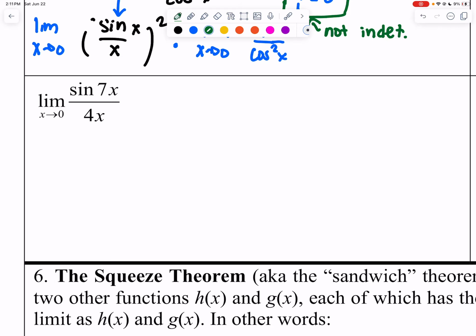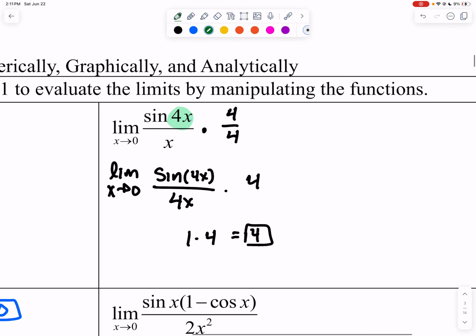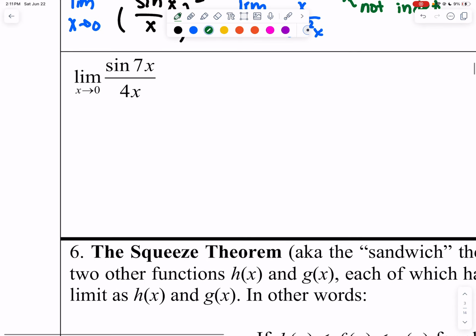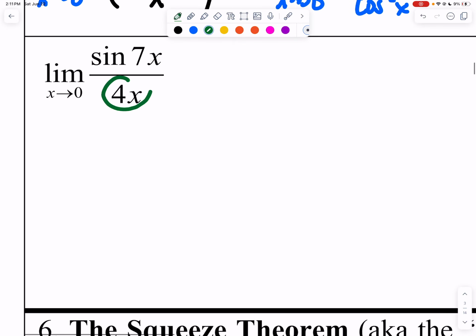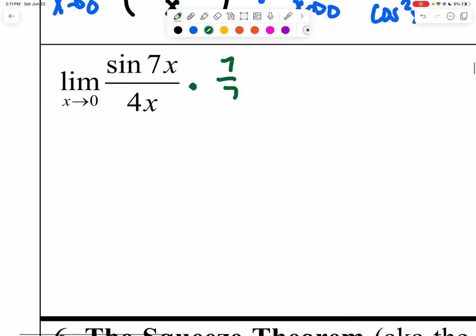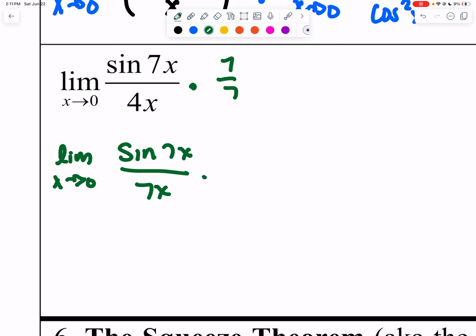This limit right here is very similar to the limit at the top right, sine of 4x over x, where I just have to make sure that this right here has an argument of 7 instead of a 4. So what I'm going to do is multiply by 7 over 7, flip-flop this, so that I have the limit as x approaches 0 of sine of 7x over 7x times 7 over 4. This right here is going to give me 1, and then 1 times 7/4. It's just going to be 7/4.